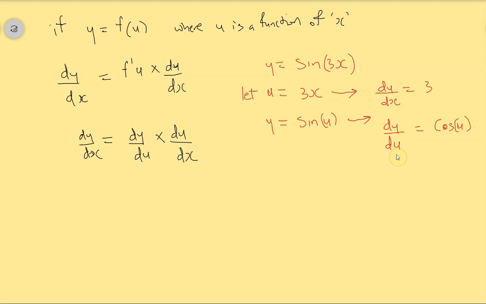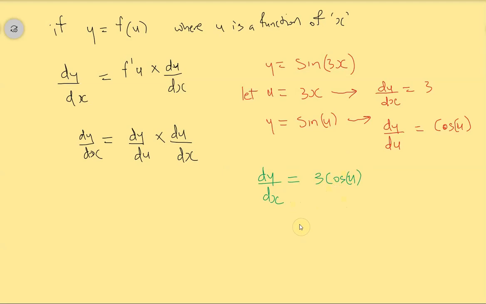So that's just dy/du equal to cos u. Now let's find dy/dx. Now dy/dx is equal to dy/du, which is cos u, times du/dx, which is 3. You can put the 3 out here, so that's 3 times cos u.